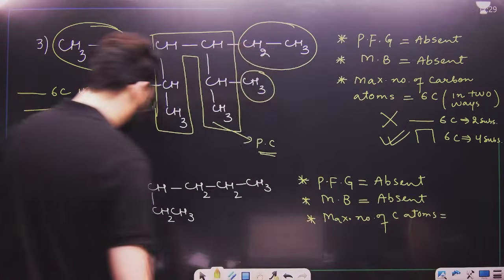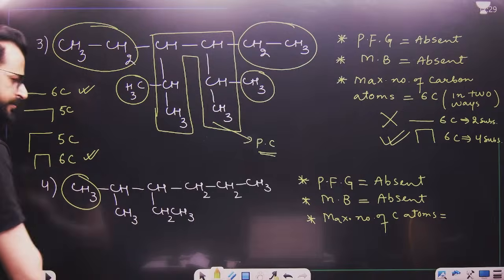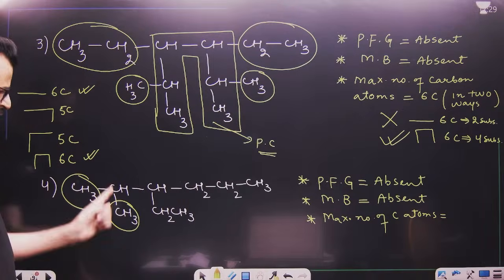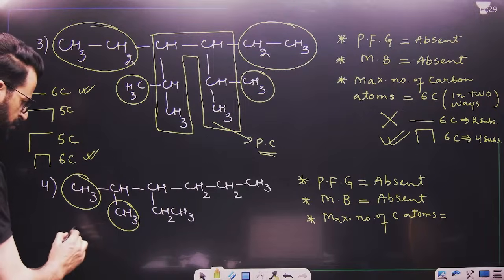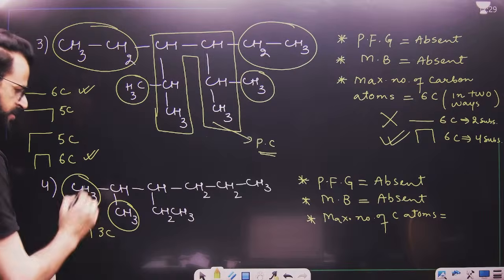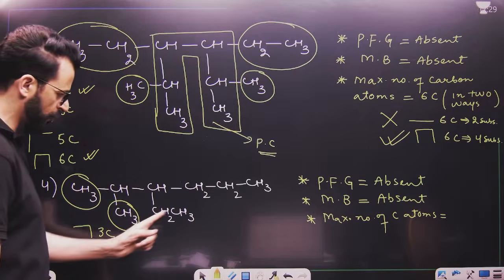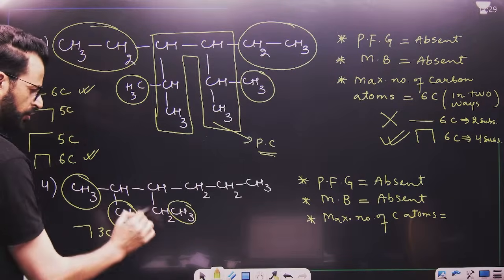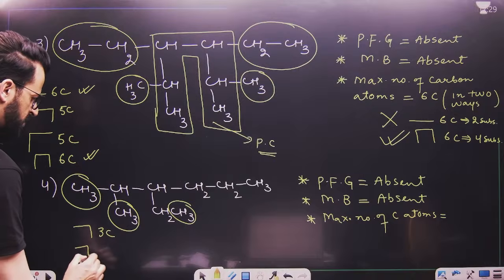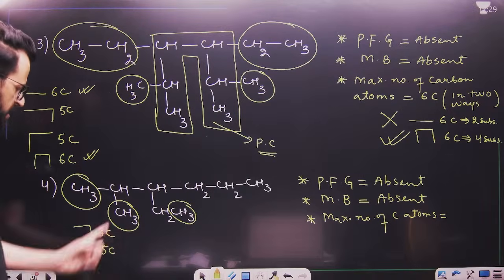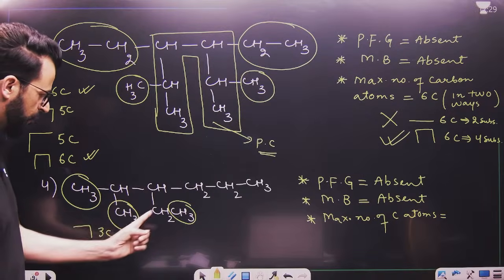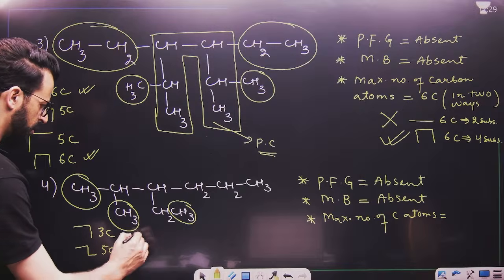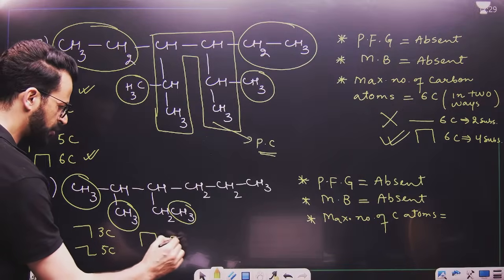Now come on, tell me. This is one end, this is another end. So 1, 2, 3, this is one of the possibilities, 3 carbons. 1, 2, 3, 4, 5, this is another end, so it can be like this, 5 carbons. Another possibility is 1, 2, 3, 4, 5, that means like this. Have a look.